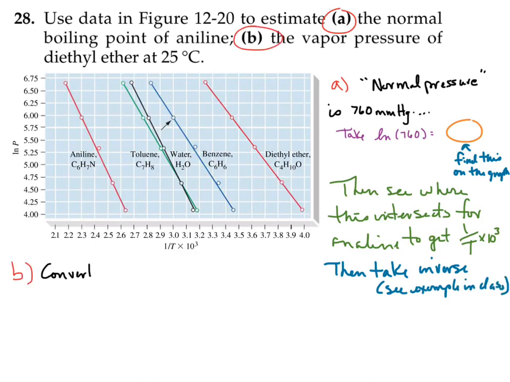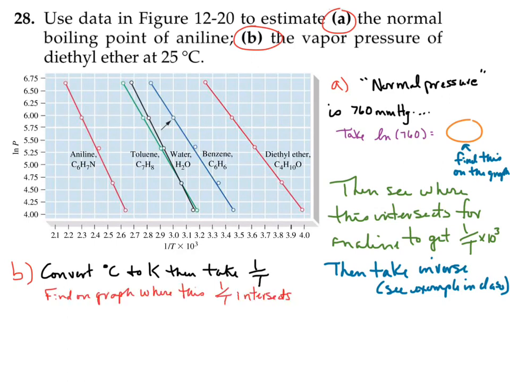So what you do is they give you that temperature, and they want to know what the equilibrium vapor pressure is. So you take that temperature, 25, and you have to convert it to Kelvin. Take the inverse of it and find it on here, okay? And then find where it intersects. You'll go up where it intersects the red line, and then go over here, okay?